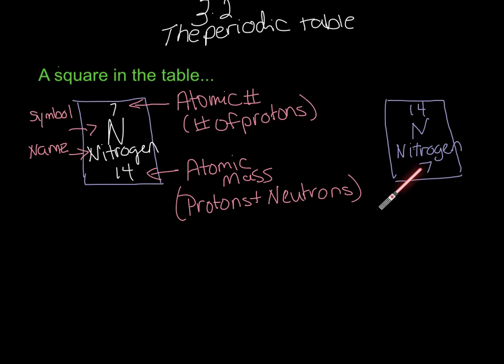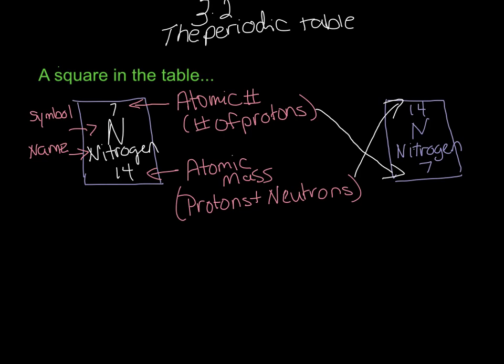Okay, 7 is still going to be the number of protons because 7 is the smaller number and 14 is the more massive number. So if you remember, 14 is the biggest or most massive number because this is the protons and the neutrons. This is just the number of protons. So obviously this is going to be a smaller number. So 7 is the atomic number, 14 is the atomic mass.